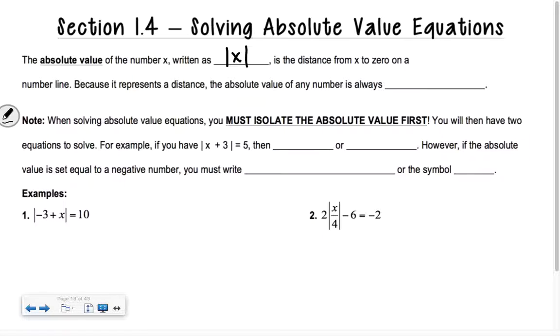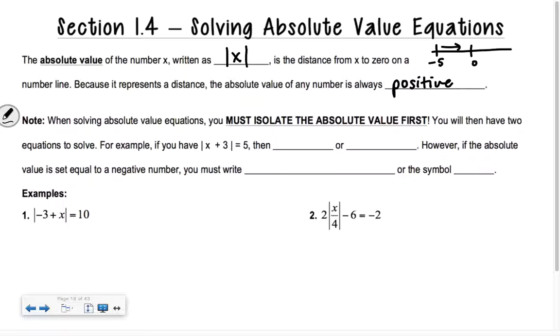So because it represents a distance, it's always going to be the positive version of the number. So the absolute value of a number is always positive. So if we talk about the absolute value of -5, its distance to 0 is a total of 5 units. Okay, that's what absolute value means.